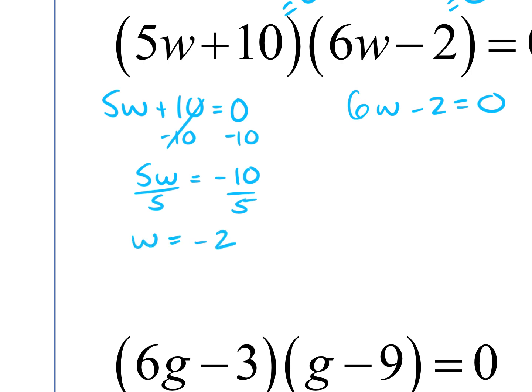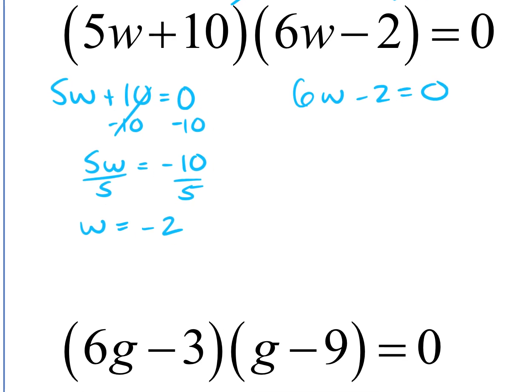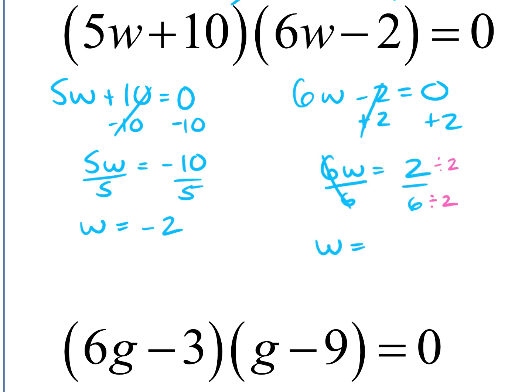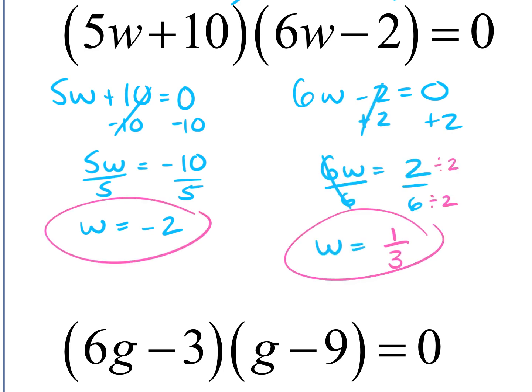Negative 2. Perfect. Ellie, what would we do next to solve the second equation? Add 2 to both sides. So 6w is equal to 2. What would we do next? Alvin, what would we do next? Divide by 6. So w is equal to, can we simplify 2 over 6? Awesome. We can divide them both by 2. So it simplifies to 1 over 3. Perfect. So the 2 answers are negative 2 and 1 over 3.